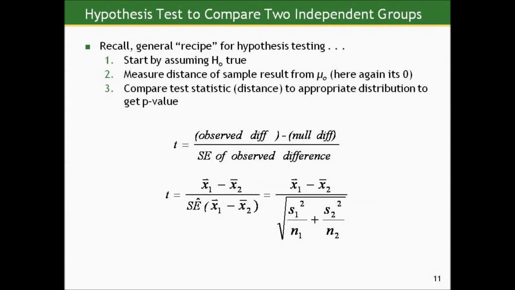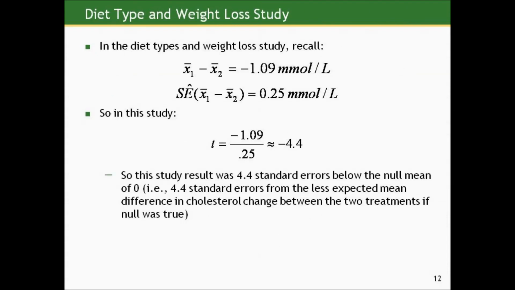So we employ our same general recipe. Start by assuming the null is true. There's no association, i.e. no mean difference in the change, treatment A to treatment B. We measure the distance of our sample mean difference from that null of 0, and then we compare this distance to the appropriate distribution to get a p-value. If we go through the math of computing the standardized distance, we take our observed mean difference of negative 1.09, divide by the standard error, 0.25 millimoles per liter, and we get negative 4.4. So our study result was 4.4 standard errors below the mean of 0.